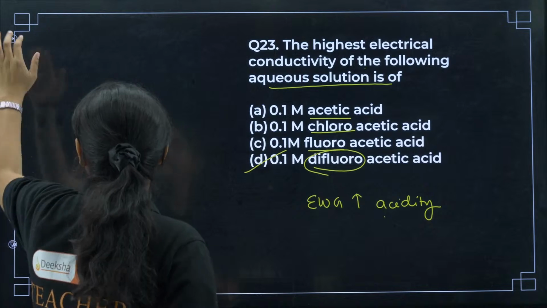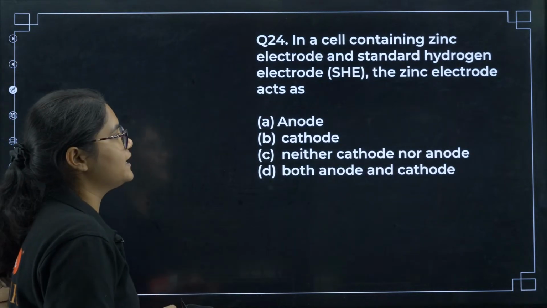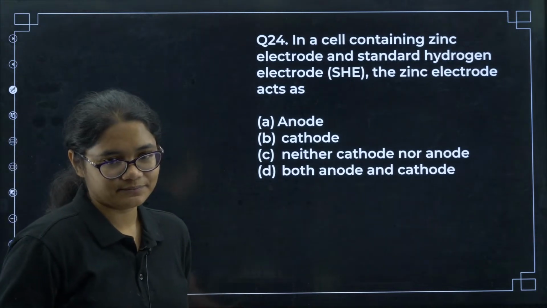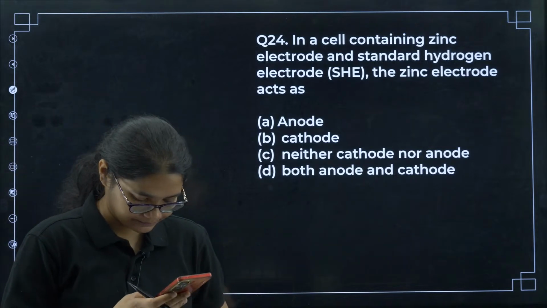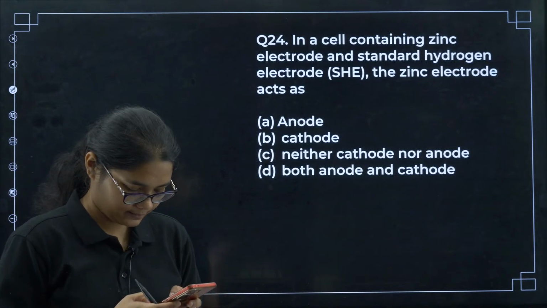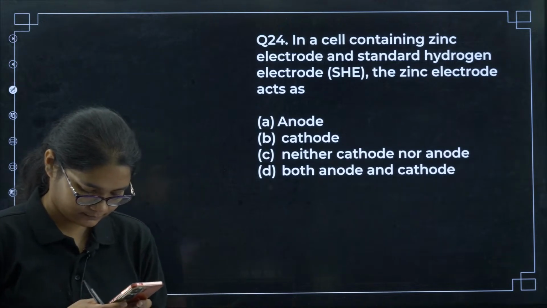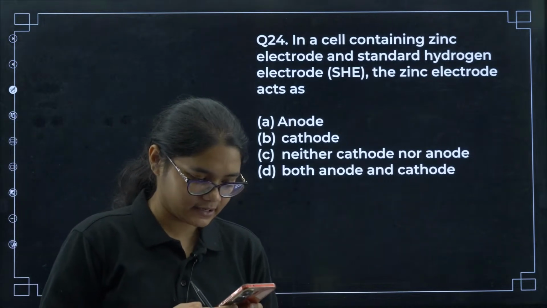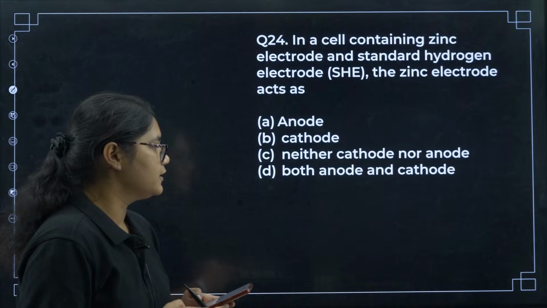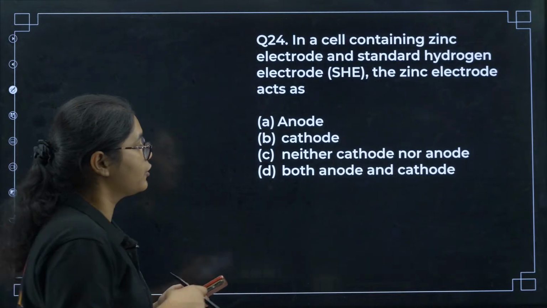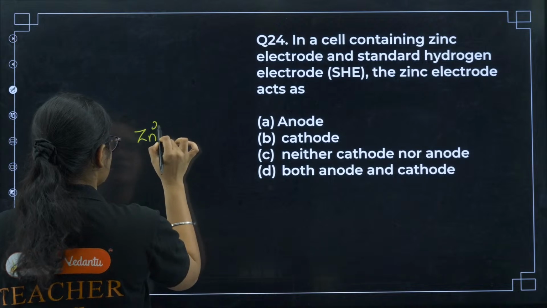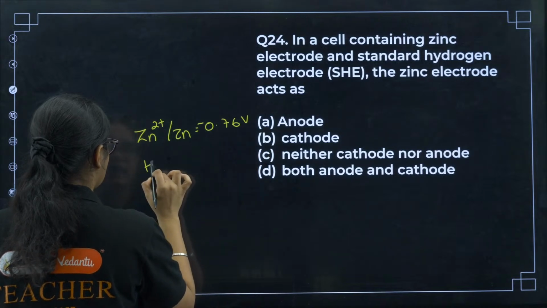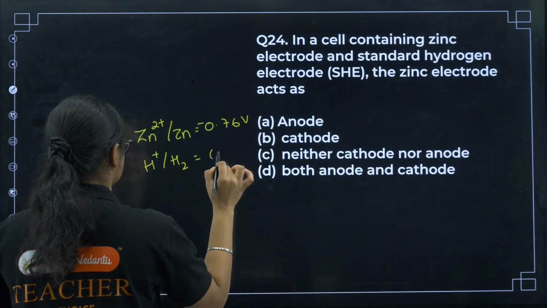Next, question number 24. In a cell containing a zinc electrode and a standard hydrogen electrode, the zinc will act as anode, cathode, neither anode nor cathode, or both. I'll tell you, you should remember these values anyway. For Zn2 plus to Zn, the reduction potential is minus 0.76 volt, and for H plus to H2, the reduction potential is 0 volt.